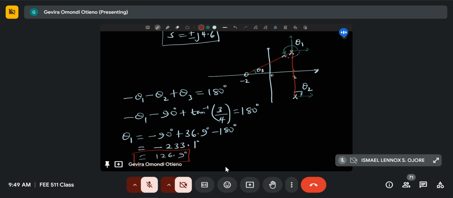Okay. So that means this is the angle of departure from the complex poles. That is the solution that you need to obtain. And then lastly, we have been asked for the range of gain K.